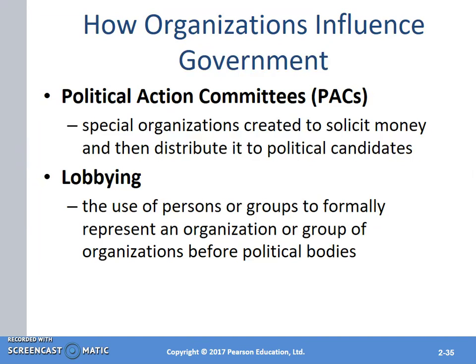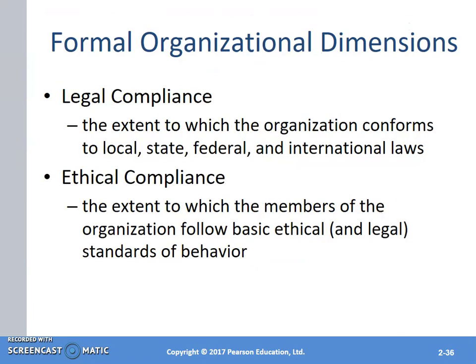Okay, and then another one is lobbying. We use a person or a group to formally represent the organization, or a group of organizations, before the political body. For example, like Bersamamu, where we do the program without any political bodies. When that particular person wants to contribute more and highlight that their company contributed to that program, they send the person in charge to represent on behalf of the organization.